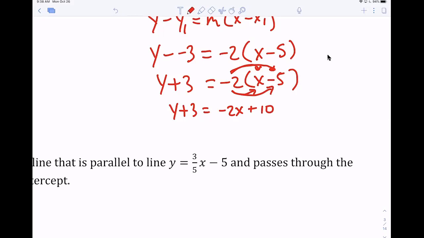Now you understand, right? All right, now what do I have to do with the +3? Minus 3. I'm doing that for you. It's not necessary to put -3. Final answer, y equals what? Y equals -2x plus 7.